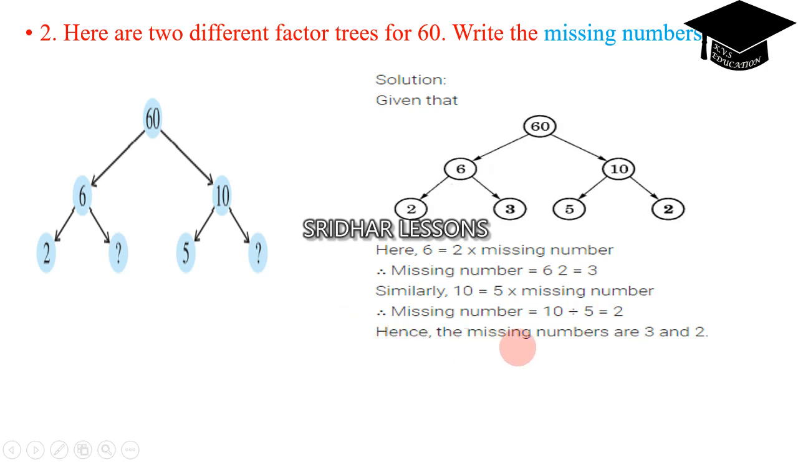So here the missing numbers are 3 and 2. Observe carefully. 6 is equal to 2 into the missing number, so the missing number is 6 by 2. Similarly, 10 is equal to 5 into the missing number. Therefore, the missing number is 10 divided by 5, that is 2. So the missing numbers are 3 and 2.